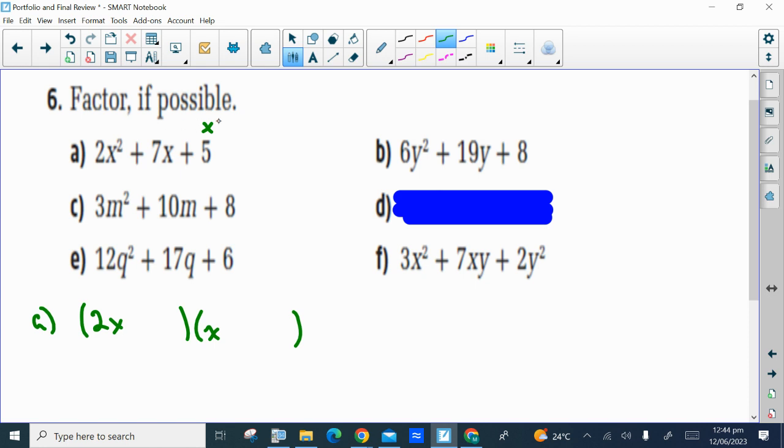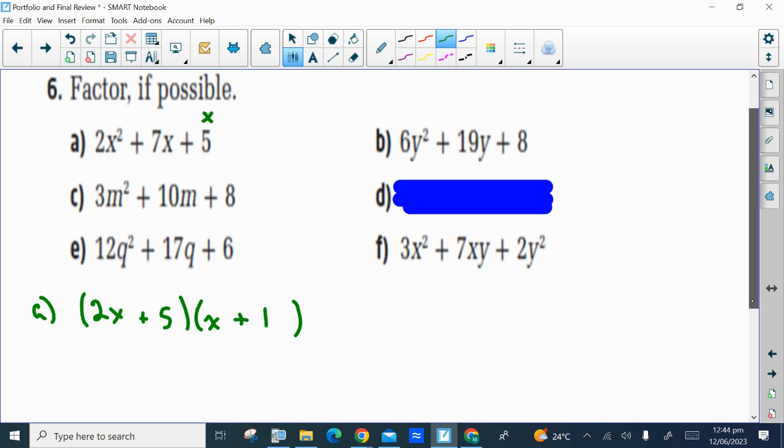We have to find two numbers that multiply together to get 5, and then when we multiply out, we get a positive 7x in the middle. And this will work, I think, if we put a plus 5 there and a plus 1 there. And here's how I know that.